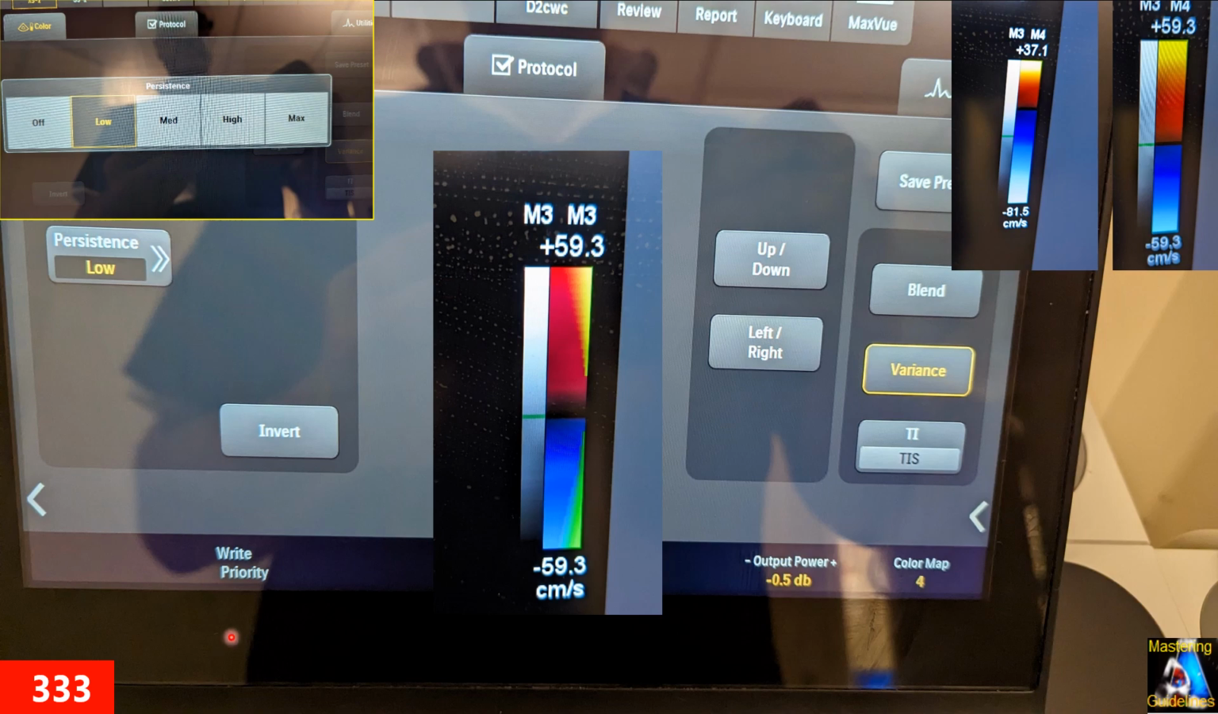The next one is write priority. The write priority shows how we want the machine to display whatever signal comes to the machine from that structure. We want to show it as a tissue or as a blood flow. That is the write priority.